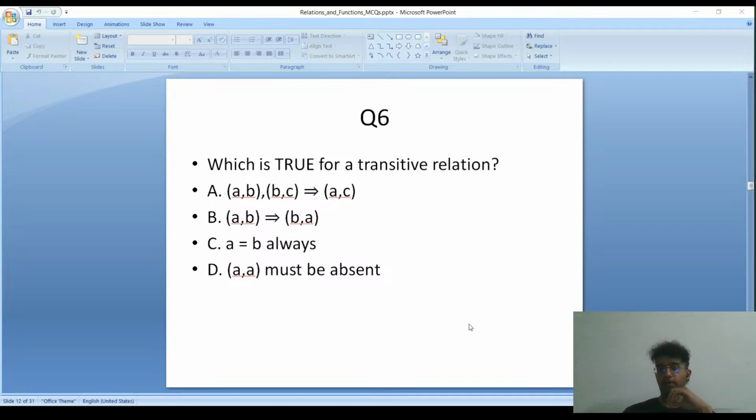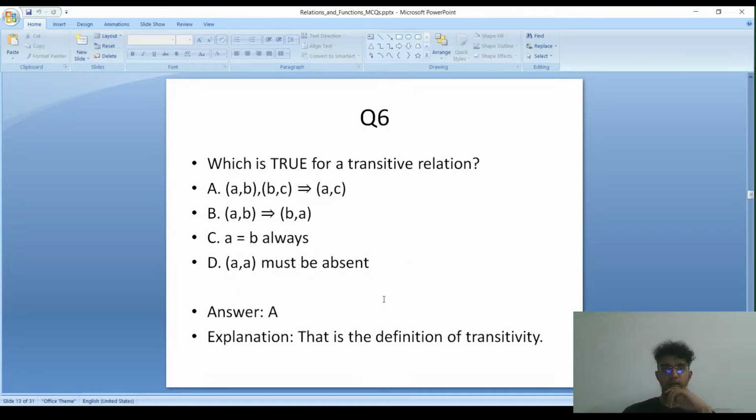All right. Most of you say A. That is the right answer. That's the definition of transitivity, right? Where if you have (A, B) and (B, C), then you need to have (A, C) in the relation, right? Next question.